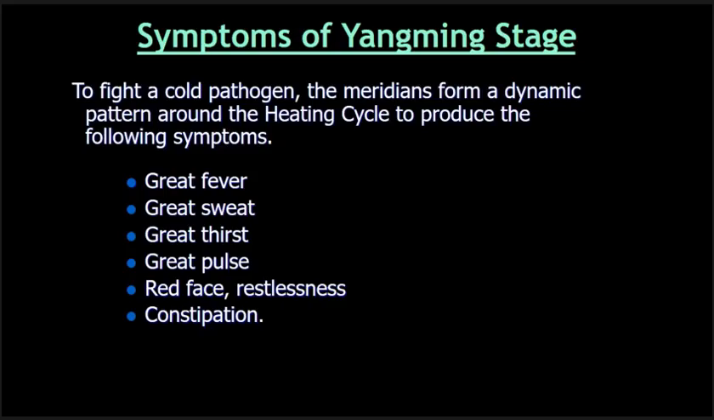Okay, here are the symptoms of the Yangming stage. To fight a cold pathogen, the meridians form a dynamic pattern around the heating cycle to produce the following symptoms: great fever, great sweat, great thirst, great pulse, red face, restlessness, constipation.